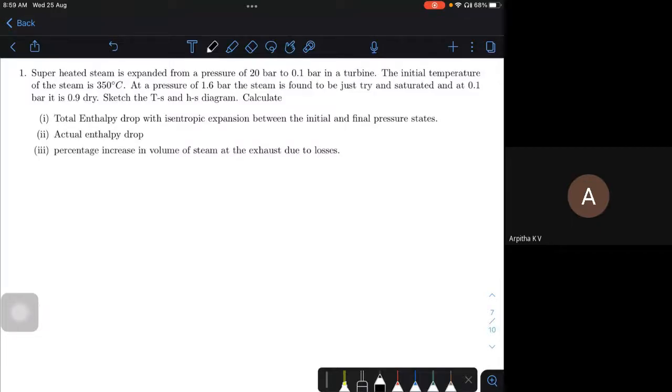Okay, so the numerical is something like this. A superheated steam is expanded from a pressure of 20 bar to 0.1 bar in a turbine. The initial temperature of the steam is 350 degrees Celsius, and at a pressure of 1.6 bar, the steam is found to be just dry and saturated. And at 0.1 bar, it is 0.9 dry.